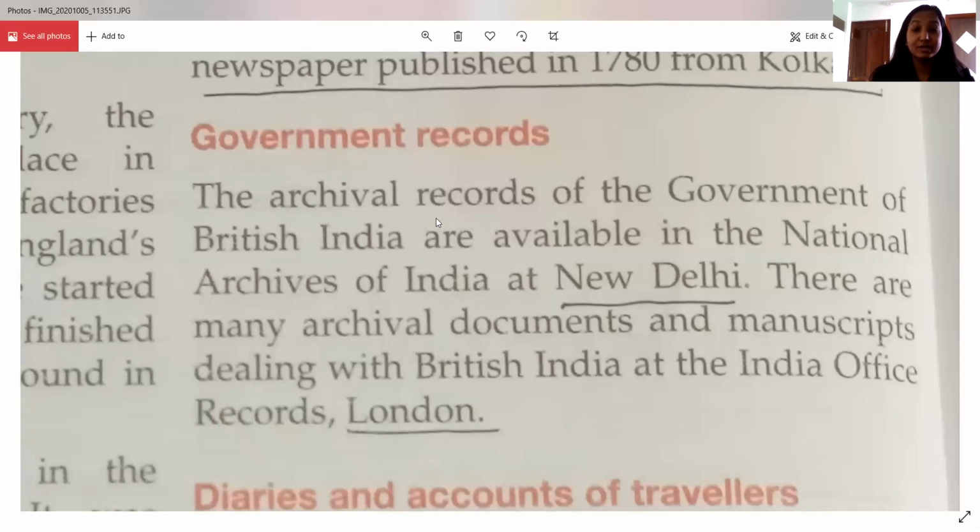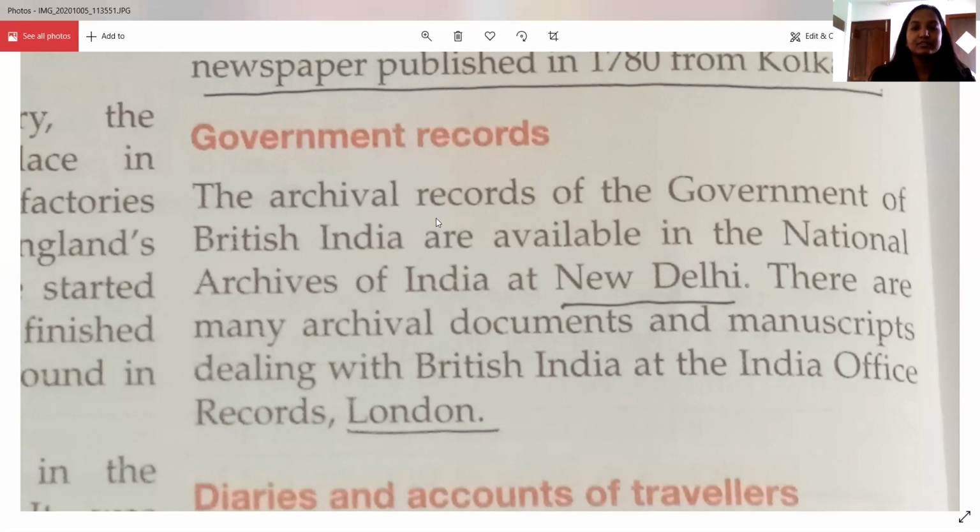Now, when the British were ruling India, they had written down all the records of what was happening in the country, as well as when Indian rulers or Indian politicians took over, and when there were leaders that were fighting for Indians' freedom, all of them made documents. Now, these documents are available at New Delhi in India and at London in England.